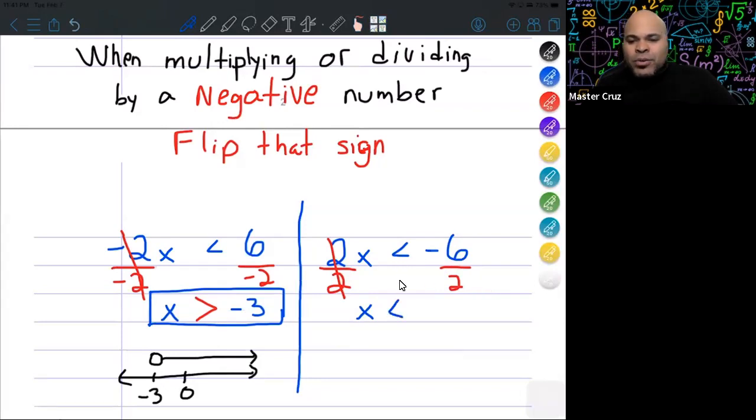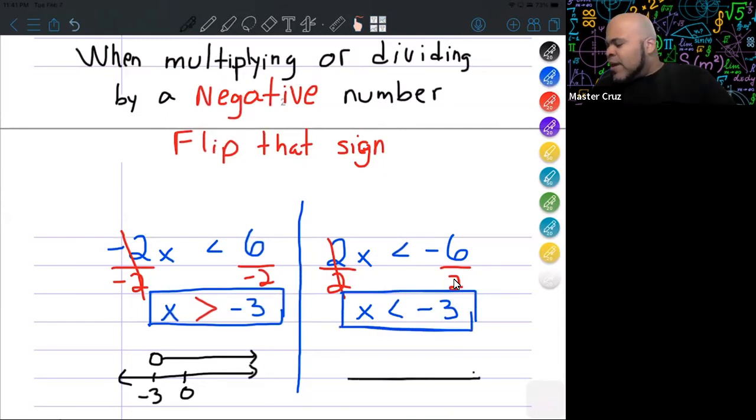I leave it alone. And then -6 divided by 2 is -3. Hopefully you can see that that's the answer. It was only one step. That's the answer. And when I graph this, it's going to look similar, but not exactly the same, because now I'm still at -3, but I'm going to go to the left because I care about the numbers that are less than -3 this time.